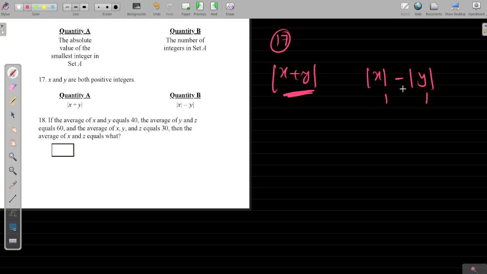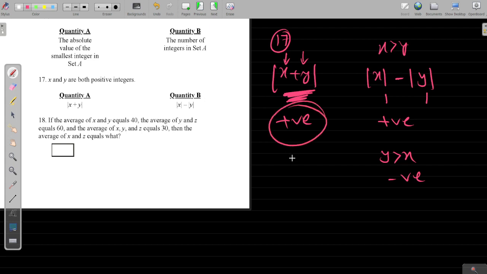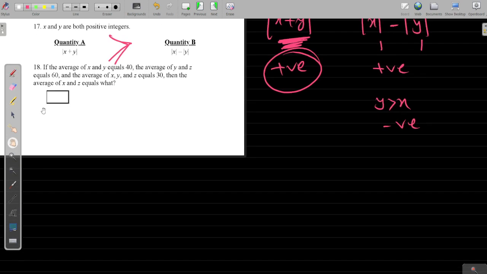If I subtract this one, then sometimes, if x is greater than y, it will produce a positive number. If y is greater than x, it will produce a negative number. But here, because x is positive and y is positive, their sum is also positive, and it will always produce a positive number. So this is always greater than. So quantity A is always greater than quantity B. And now question 18.